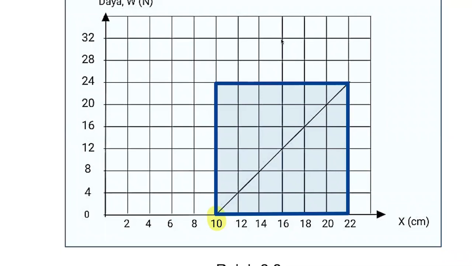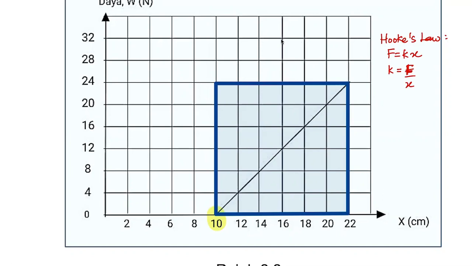F equals kx, that is Hooke's law. To find k, the spring constant, it is F over x, which is also equal to the gradient of the graph.